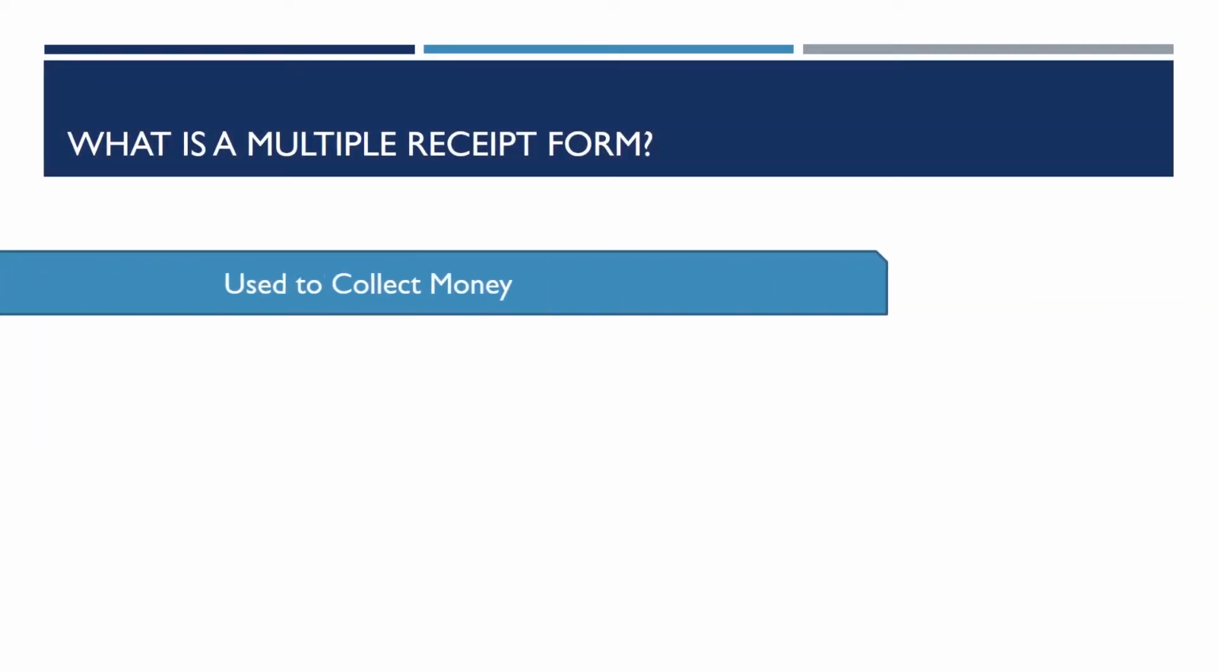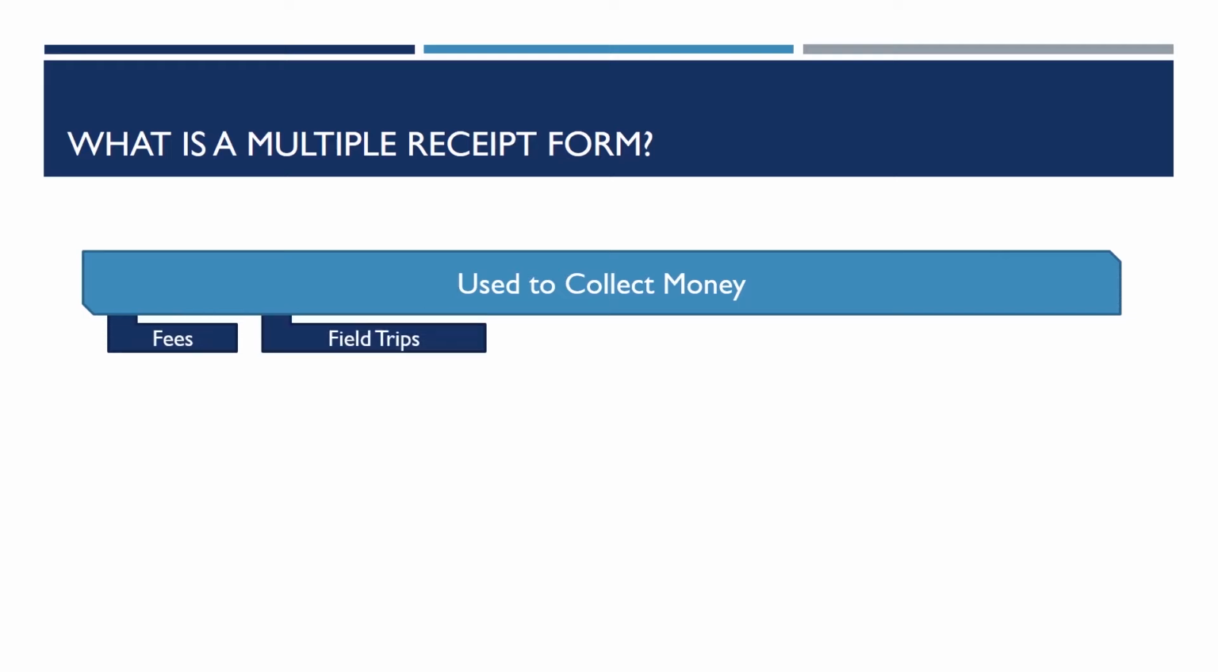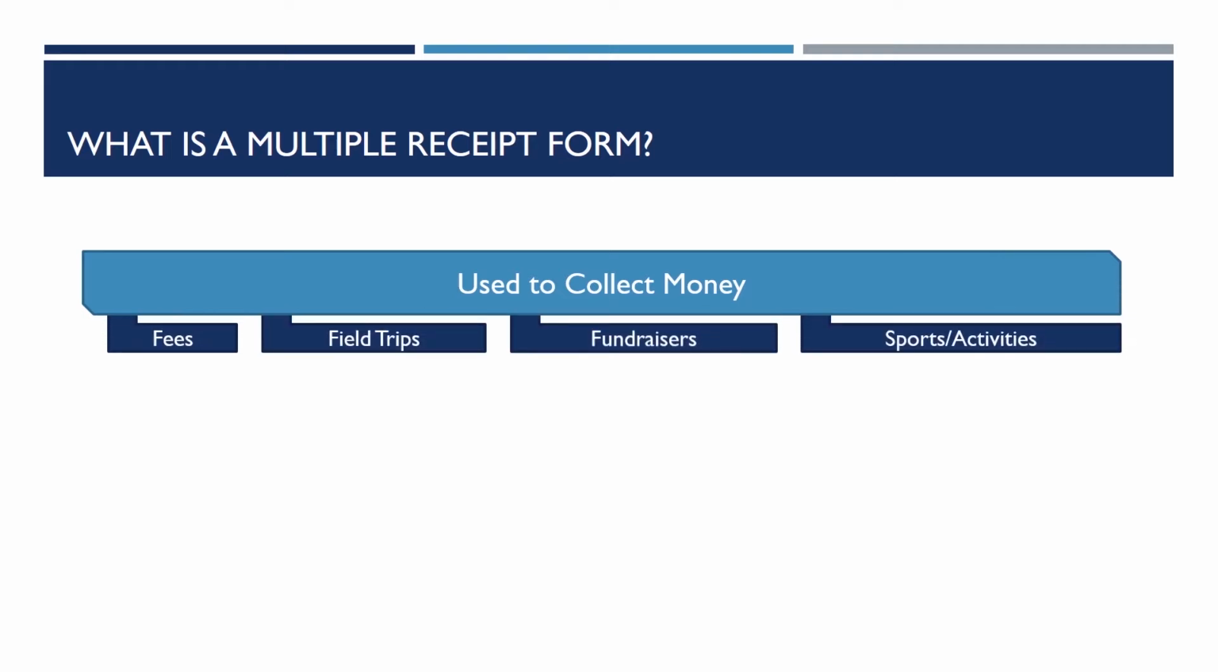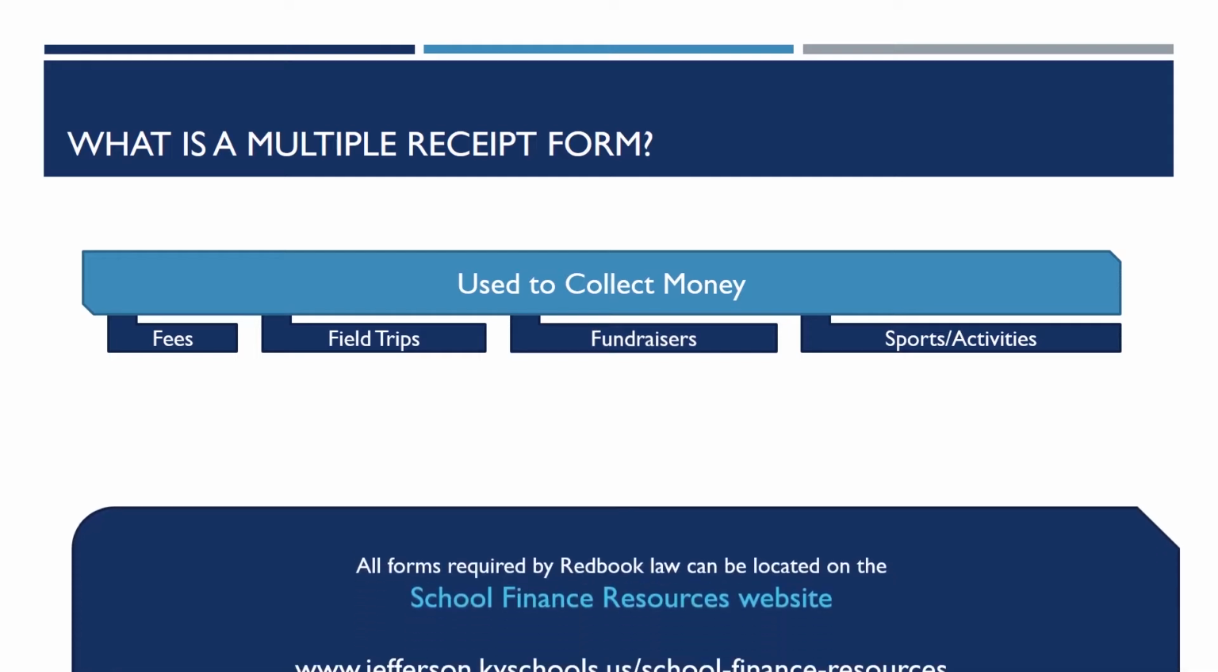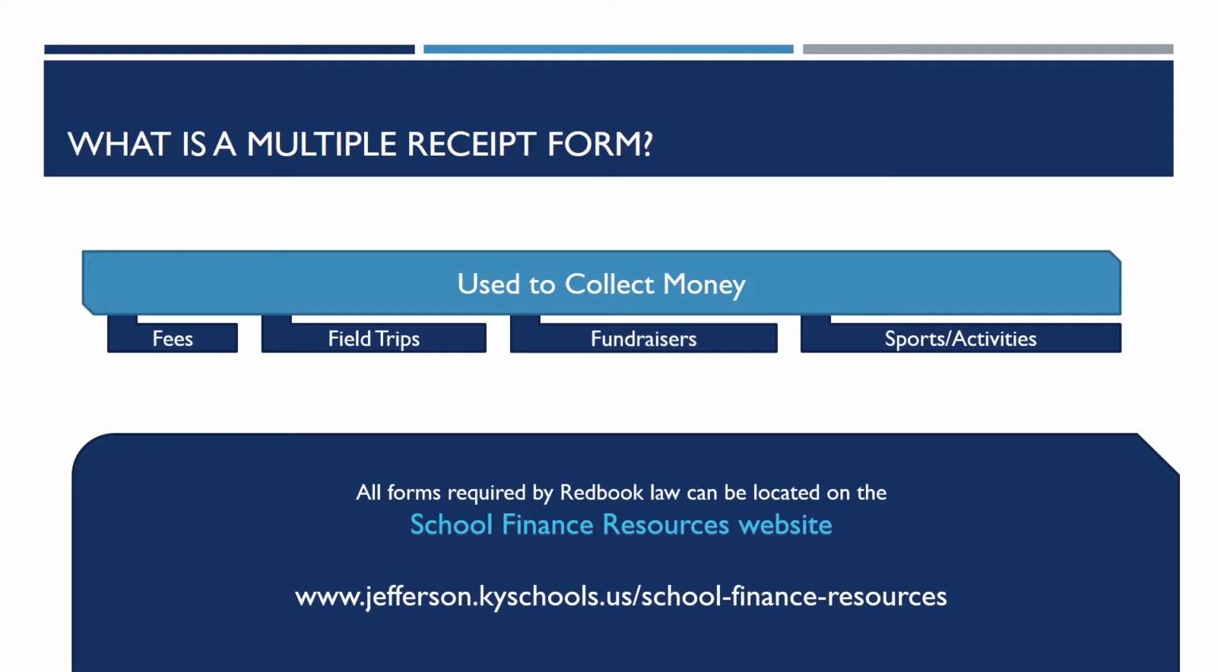A multiple receipt form can be used to collect fees, field trips, some fundraisers, and some sports or activity fees from students. This form is used in lieu of issuing individual receipts. You do not have to create these forms yourself. All forms required by the Red Book law can be located on the School Finance Resources website.